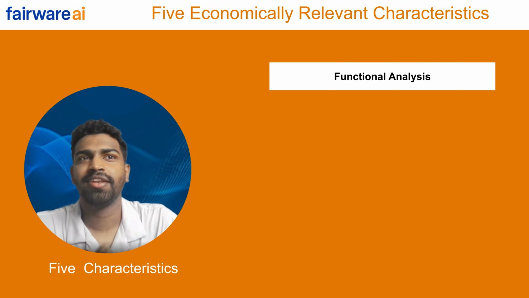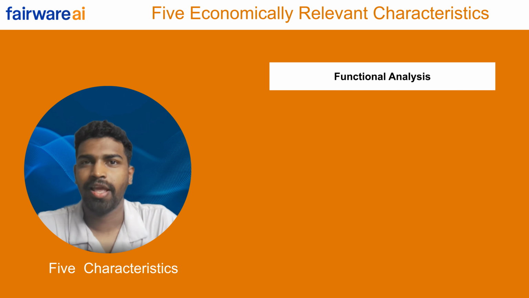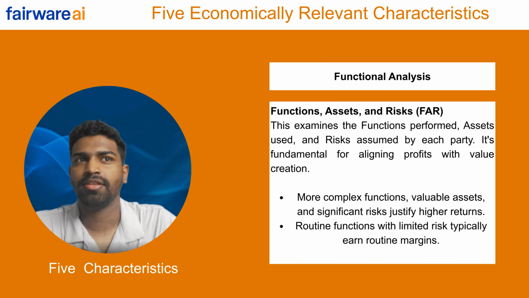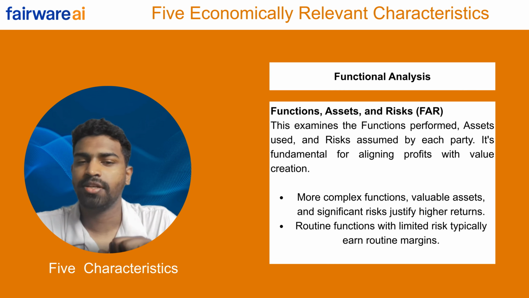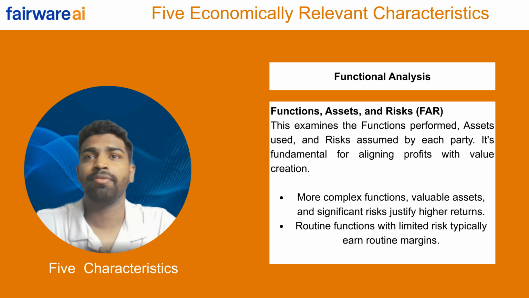The second comparability factor is the functional analysis, often referred to as FAR, or some people spell it out F-A-R. It's basically the functions, assets, and risks. The functional analysis is considered the heart of the arm's length principle. The rule is simple: profit should create value. It means it should follow value creation.